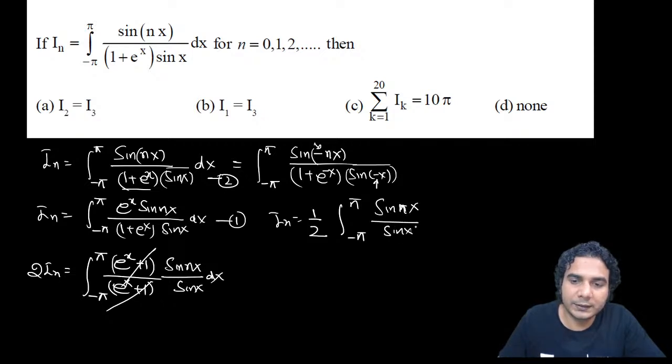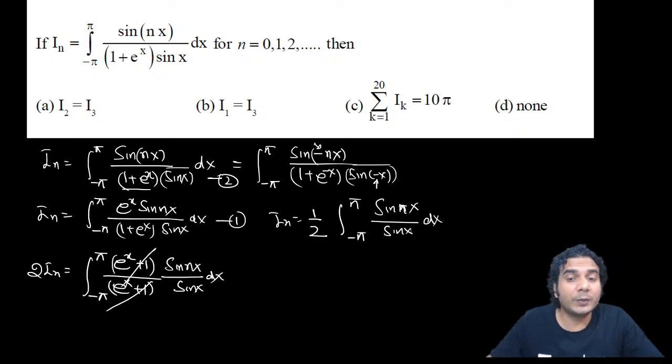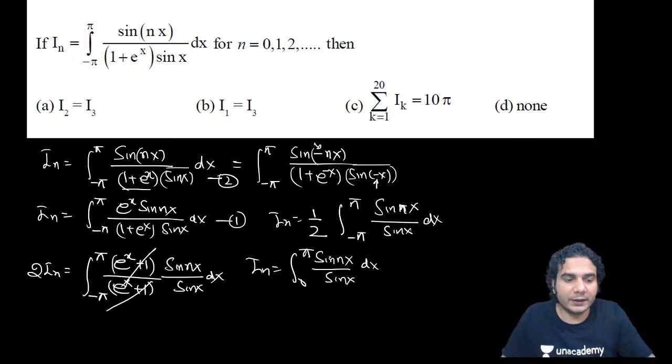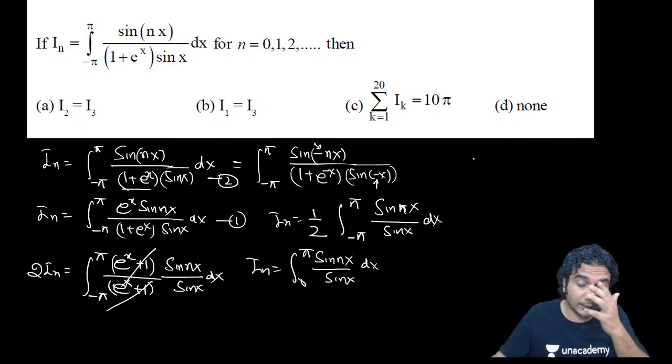1 by 2 of minus pi to pi sine nx upon sine x dx. Now if you apply King's rule in this, then this won't change. That means it is symmetric about 0. It's an even function, so you can write 0 to pi, 2 times. So this 2 will get cancelled and we get In is equal to 0 to pi sine nx upon sine x. Now it's exactly the same problem which we have done, right? What was the reduction formula of this? Let me tell you. We have already done it.